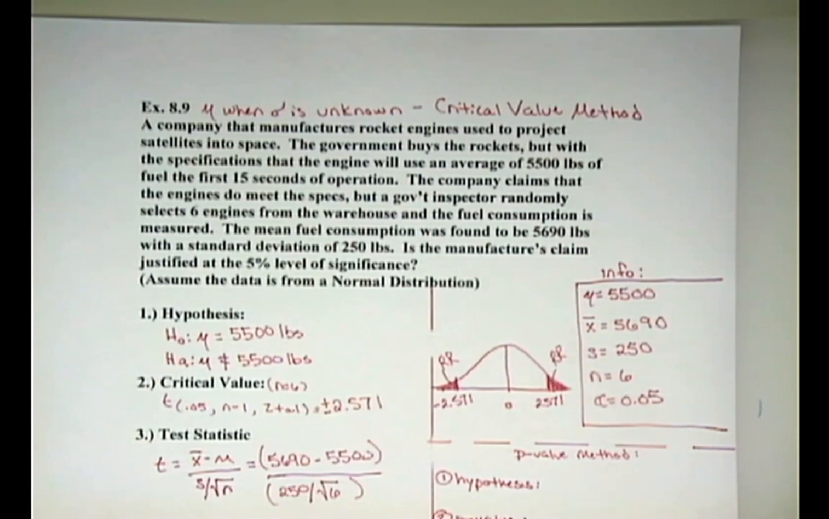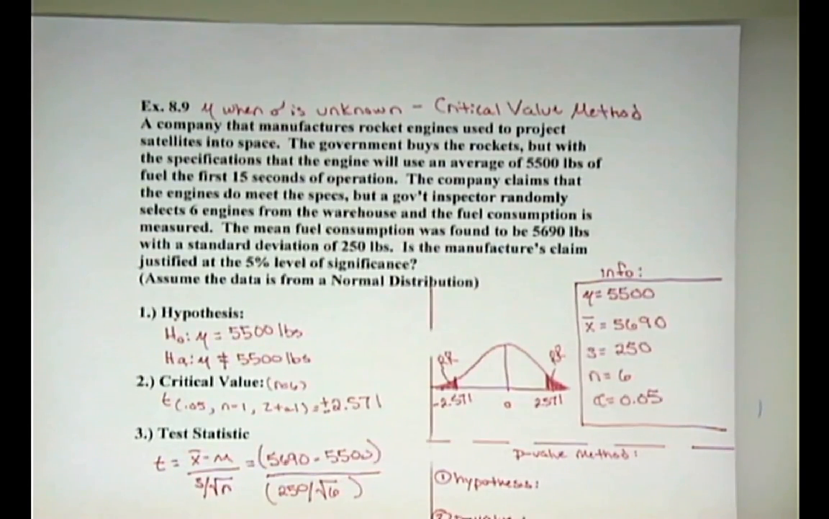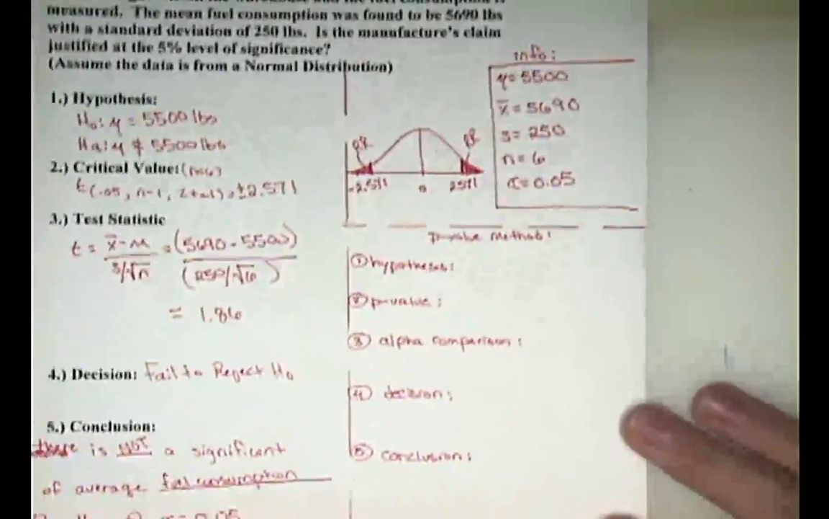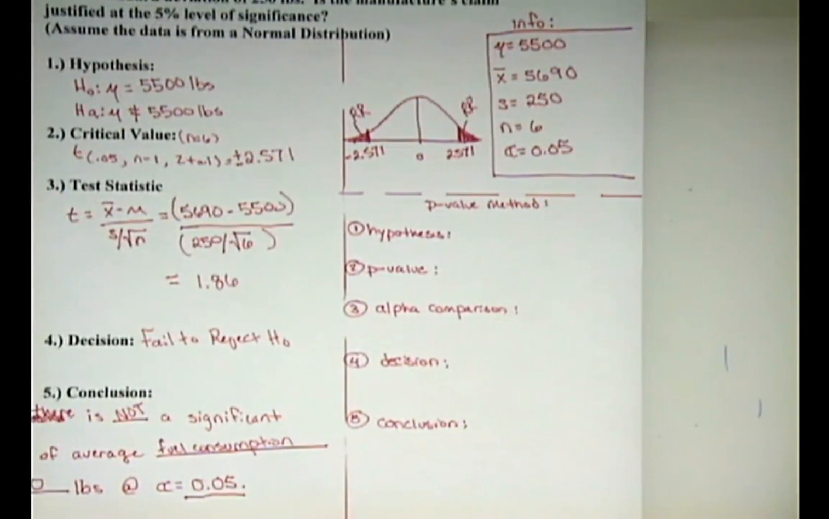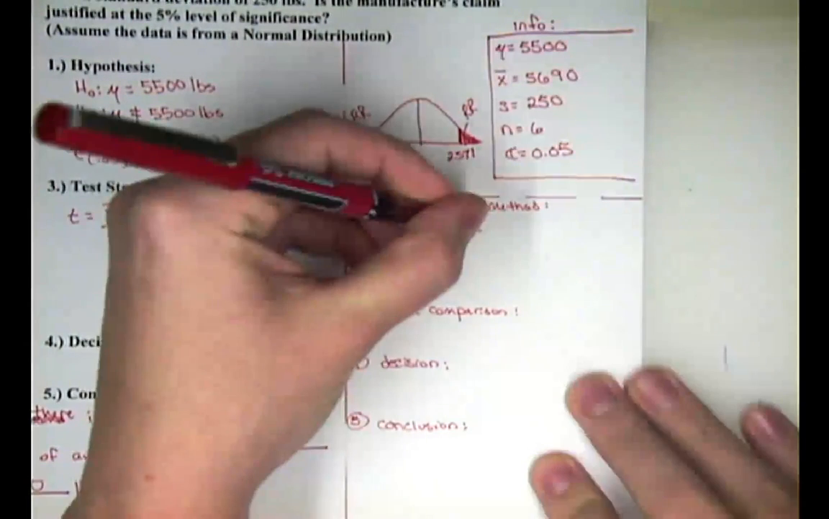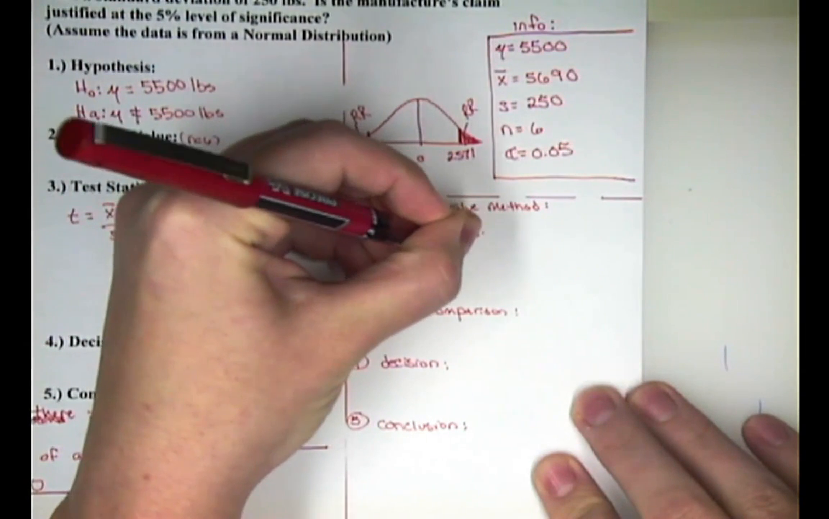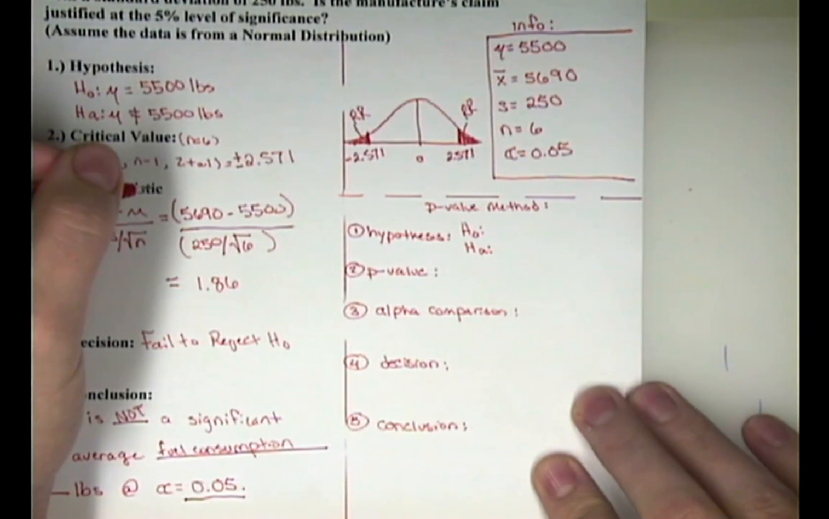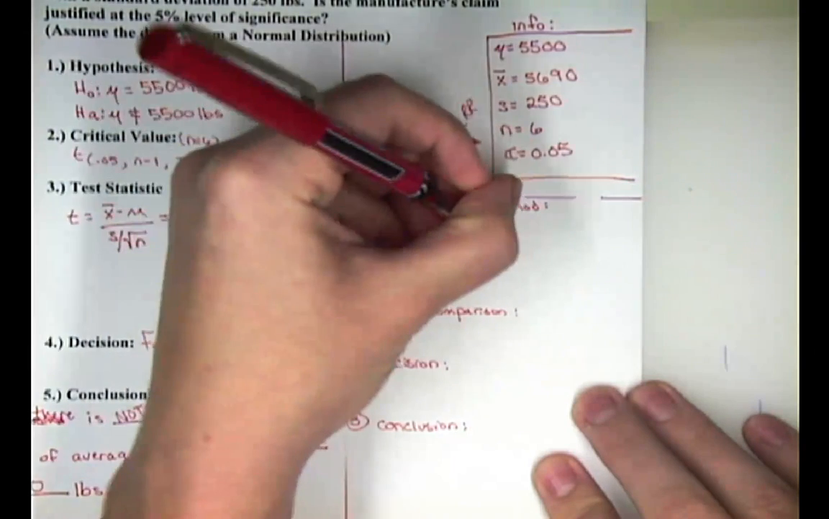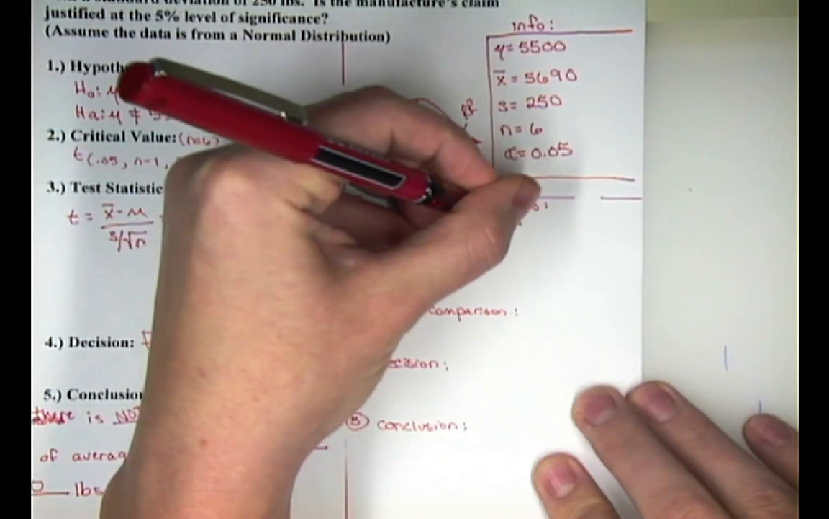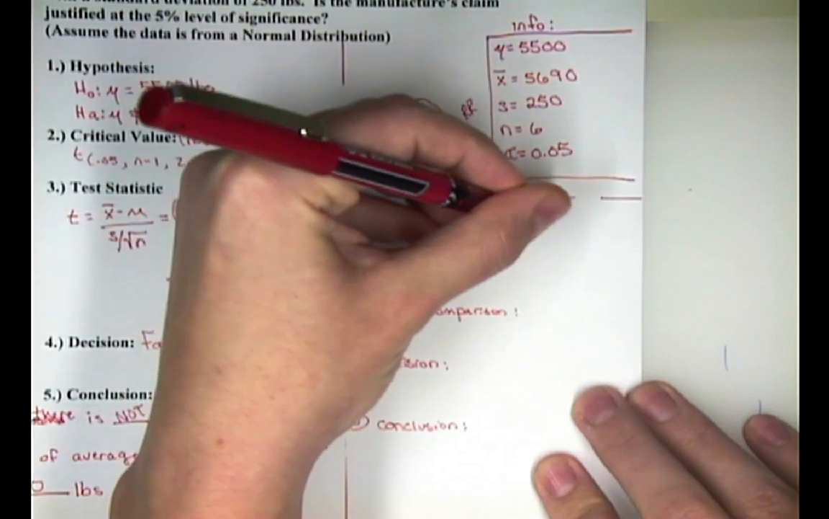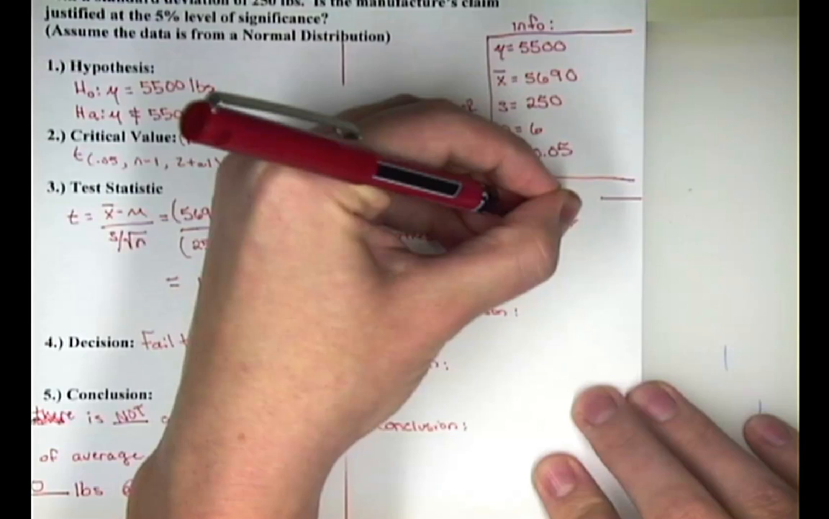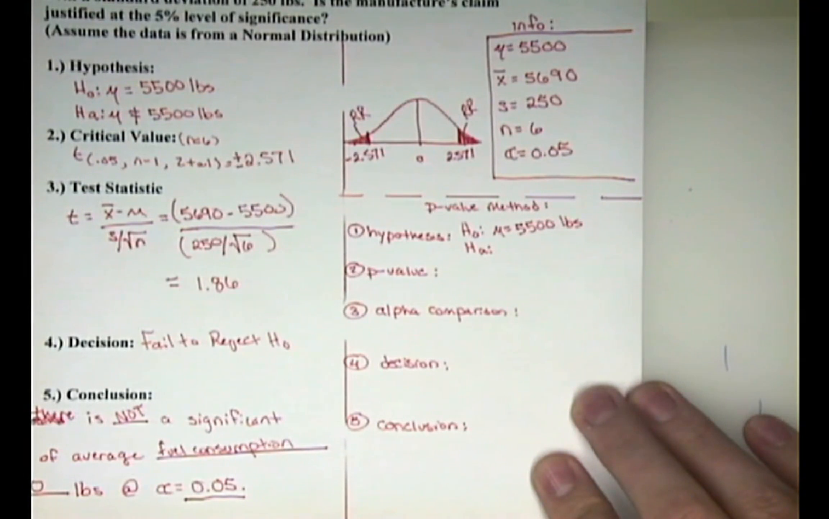So in this example, if you're doing the p-value method, which I'm going to do in this little box here, you would need to, of course, set up your hypothesis as step 1. So H0 is what they are claiming, and HA is what you or the researcher or the person suspects. So in the paragraph, they were claiming that they consumed 5,500 pounds of fuel. Okay? And the government official was sent out, and we're trying to find if the manufacturer's claim is justified.